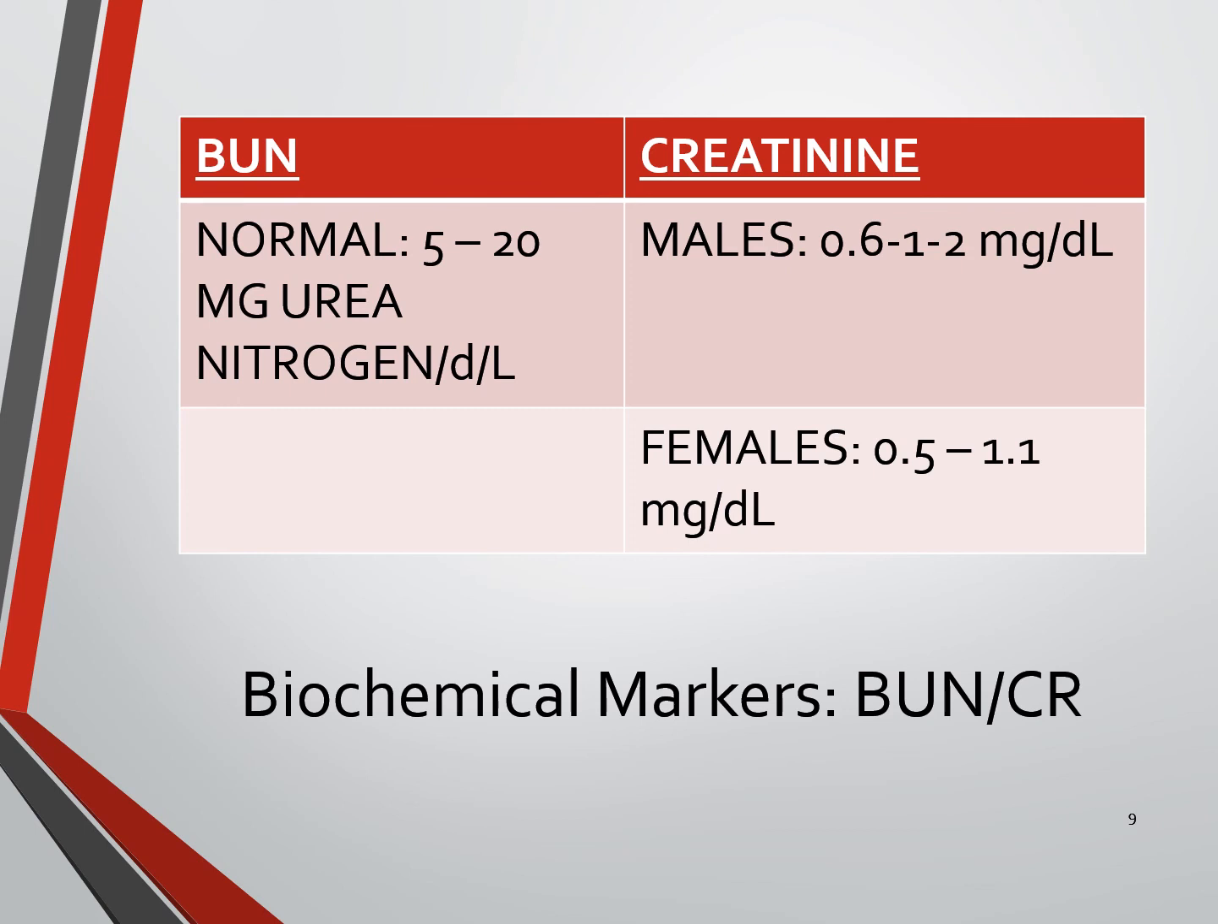We typically know that BUN and creatinine are biochemical markers indicative of renal or kidney function. So those values are increased in renal disease. However, noting nutrition status, we tend to see decreases in BUN and creatinine in malnutrition.